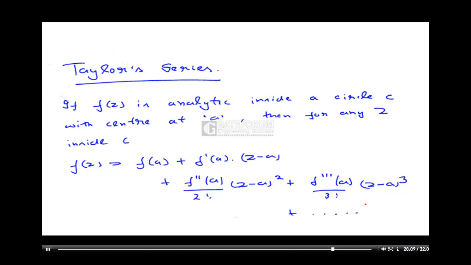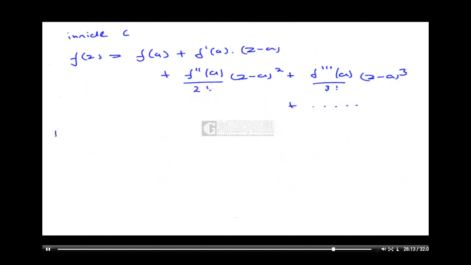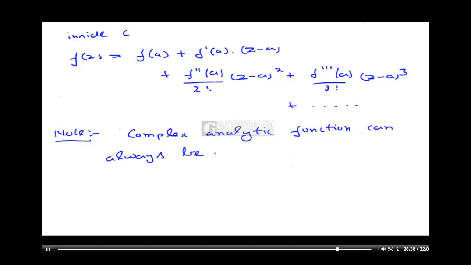From this I can make a note. A complex analytic function can always be expressed in terms of a power series as mentioned above. Any complex analytic function can be written in the above form. This is a Taylor series, for a circle with center at a. Then any analytic function f(z) can be expressed in terms of a power series.